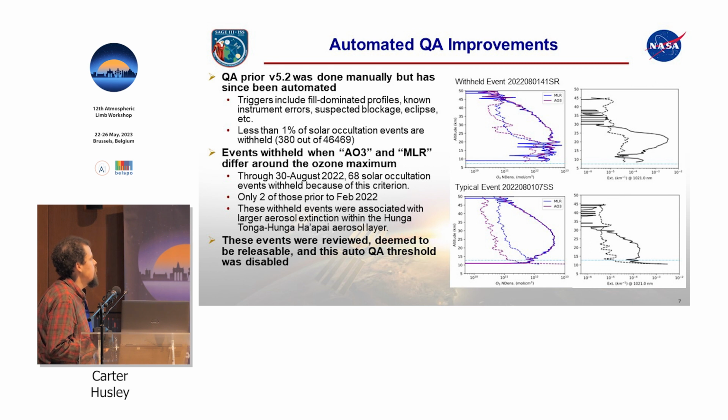But in 5.2, post Hunga-Tonga eruption, we had 68 solar occultation events withheld due to increased aerosol extinction from the eruption, causing more noise within the ozone profiles, so the maximums were offset. So we looked at these events and determined they were still good, and we turned off this criteria, and those solar occultation events around the Hunga-Tonga eruption are now within the version 5.3 data products that you can download.